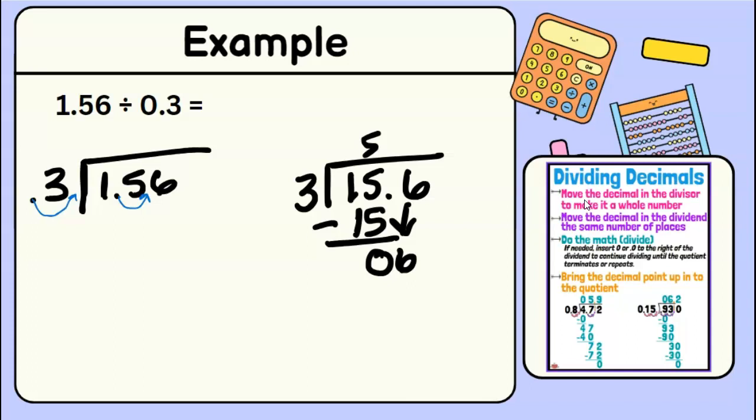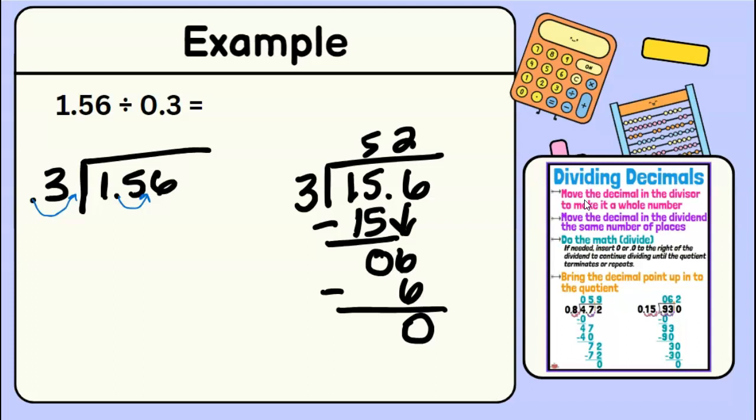3 can go into 6. How many times? Well, I know 3 times 2 is 6. Subtract that, I have 0, and then I have nothing left to bring down, which leaves that final step at 0. I know I've reached my digits that are going to be my quotient.